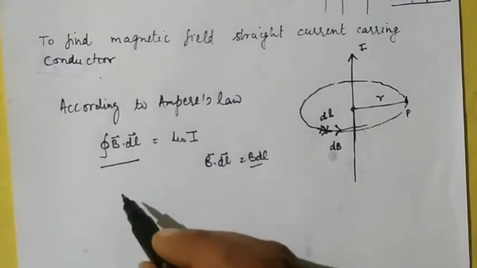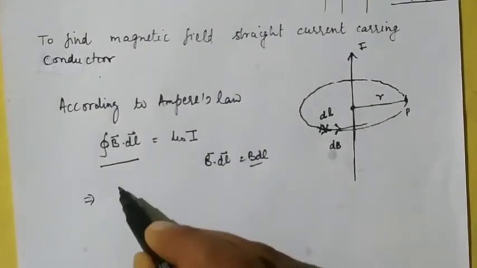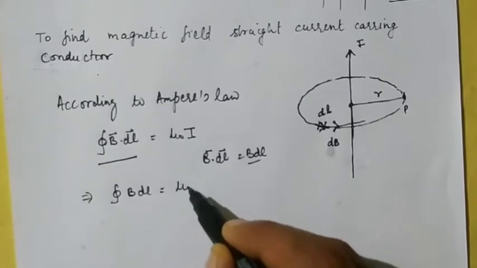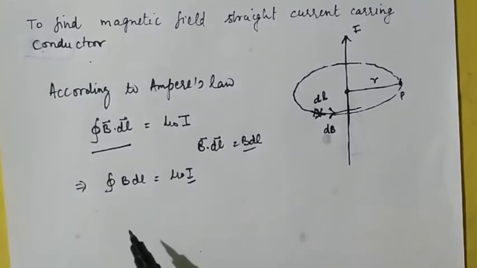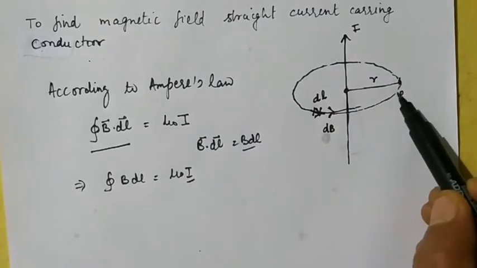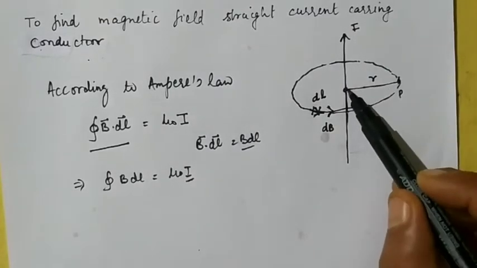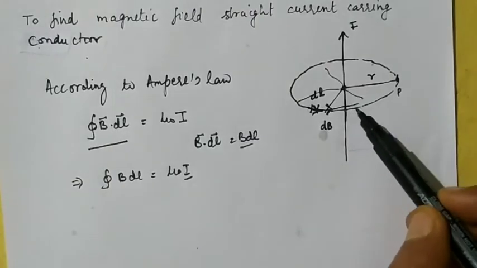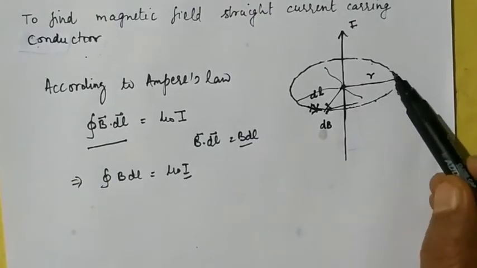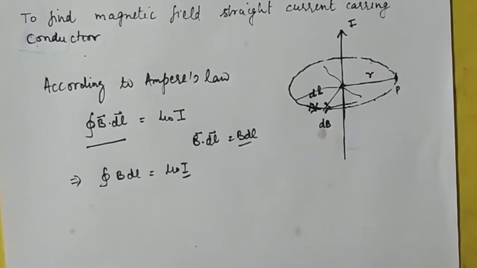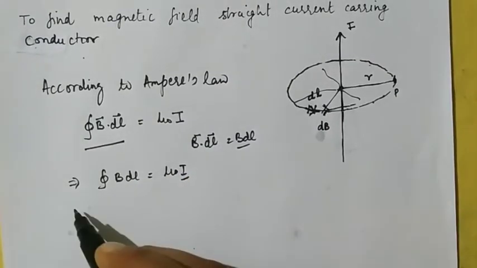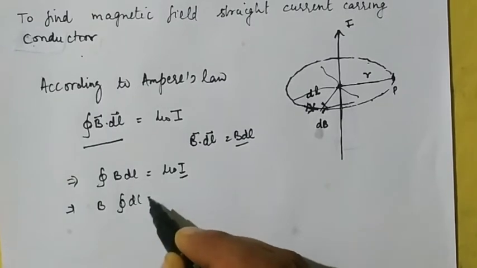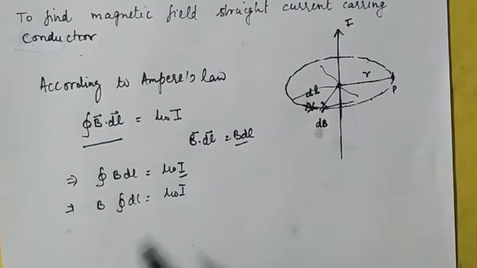So if you put the value, what do we get? The integral of B dl is equal to mu naught into I. Since this loop is symmetrical, as it is equidistant from this wire, the magnetic field at each and every point of this loop will be the same. So I will take it outside the integral. So B times closed integral of dl is equal to mu naught into I.